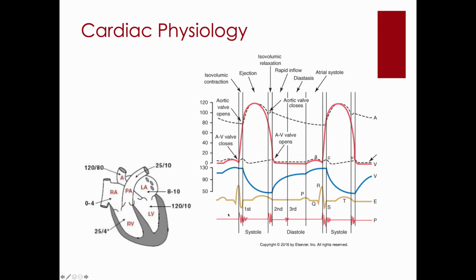The first thing that happens during the cardiac cycle, and of course we can start anywhere, but let's start with the QRS complex. The QRS complex of the EKG is essentially ventricular contraction. And during ventricular contraction, the AV valves close, right? The mitral and tricuspid valves close. And as the ventricular contraction continues, the pressure inside the ventricle continues to increase. That's the red line that we're looking at here.